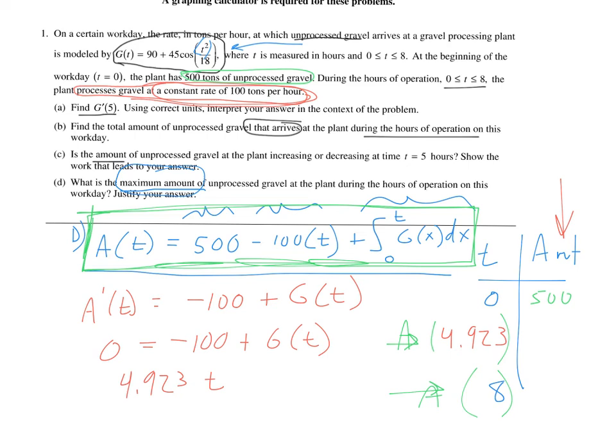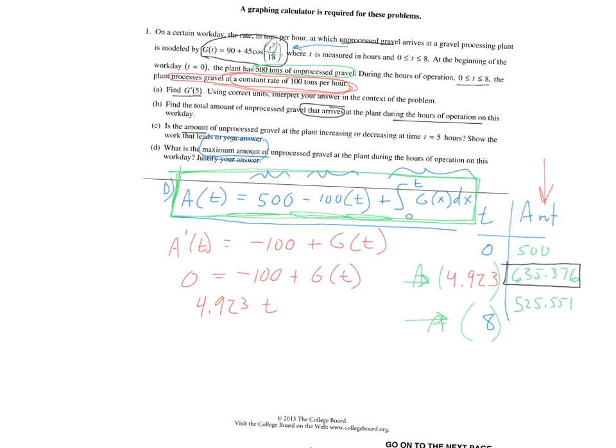And I'll tell you for part D that this would be 635.376, and this other one would be 525.551. Those are our two values. And so what is the maximum amount? The maximum amount of gravel at any one point during the day is 635.376 tons.